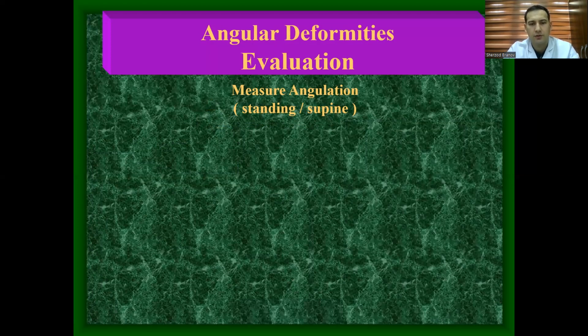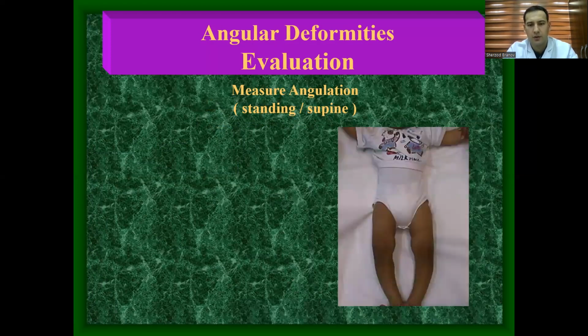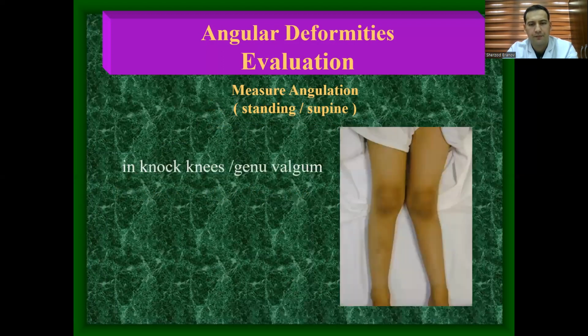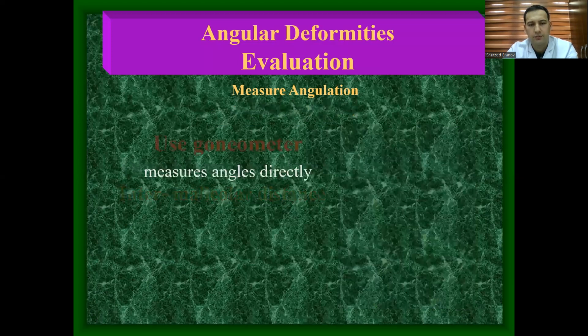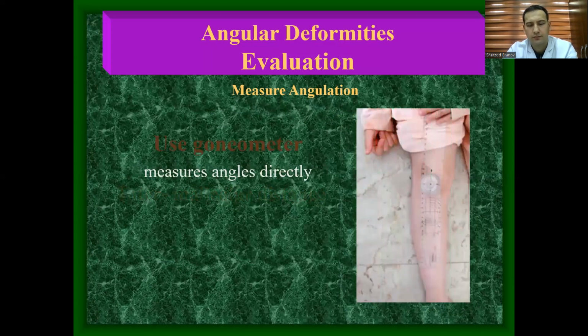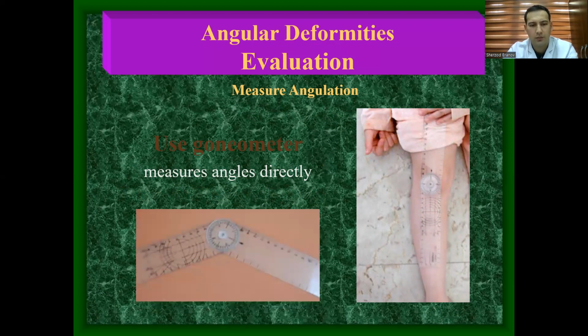Measure angulation, standing or supine. Baby's picture: in bow legs, measure the intercondylar distance. Measure angulation in knock knees: intermalleolar distance. Measure angles directly. This picture looks more impressive, doesn't it? This one is a ruler.